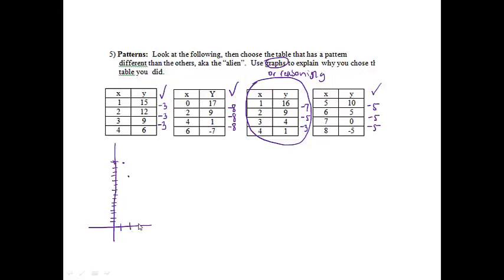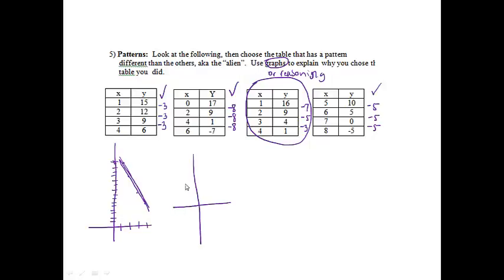And then I'm going to go over 3, up 9. And then we're going to go over 4, up 6. And so notice, if you can tell, it looks like it is going down by a constant amount, so that's kind of making a line.